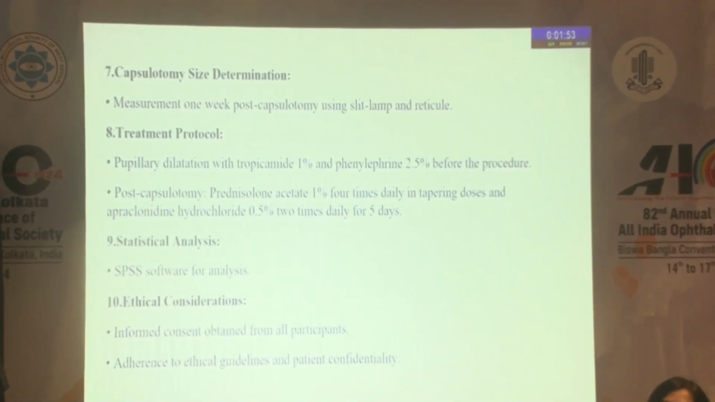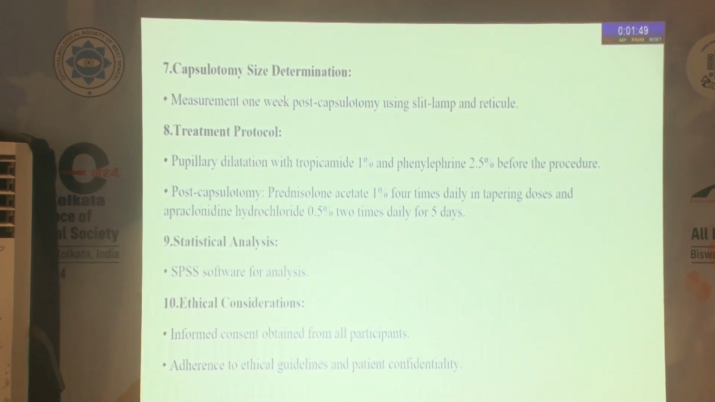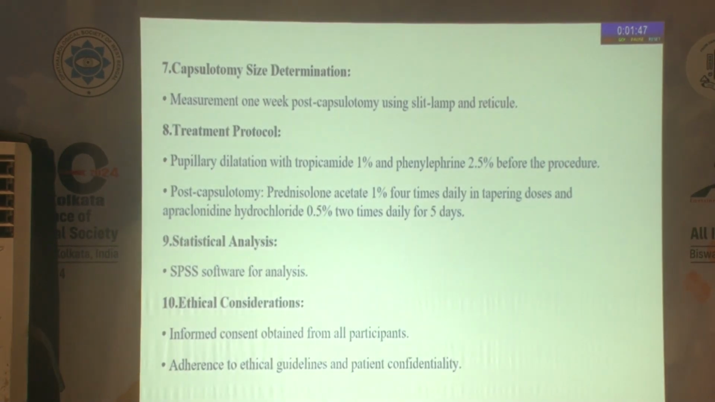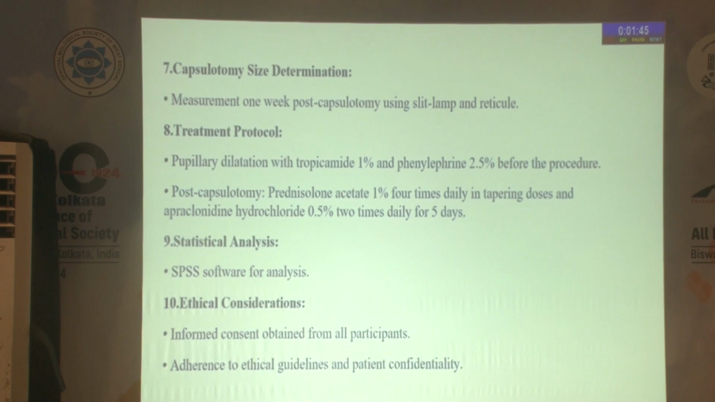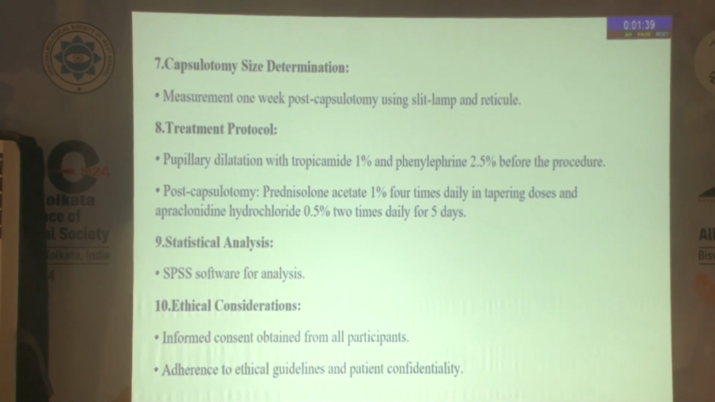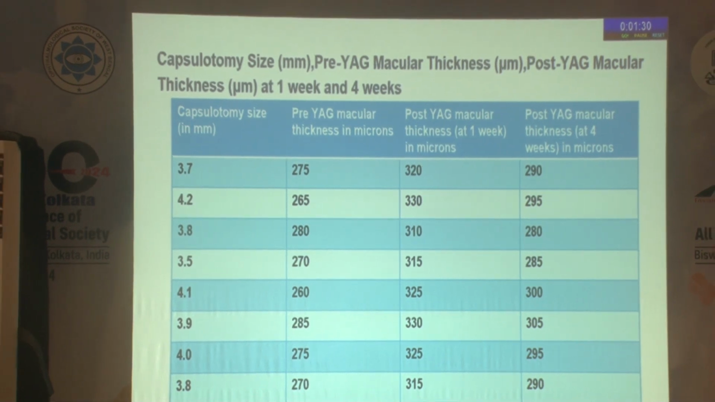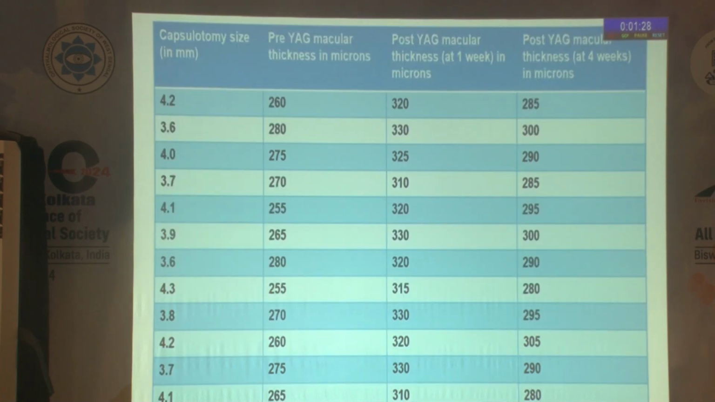Capsulotomy size determination is done one week post capsulotomy using the slit lamp and reticule, and post treatment it is done using prednisolone acetate 1% four times daily in tapering doses, and statistical analysis is done using SPSS software. This is the table consisting of both capsulotomy size and pre-op and post YAG macular thickness in 30 patients.